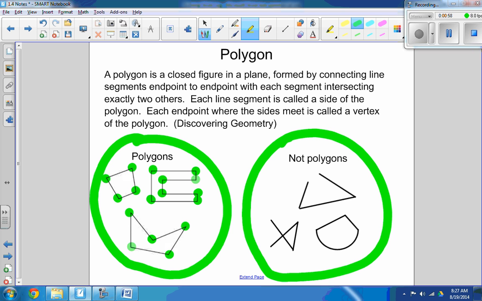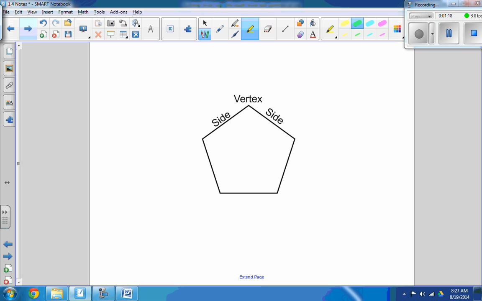Now, not a polygon, you notice, hey, look, it's not even closed. Everything has to end up being closed. Here, these sides intersect in three positions. On this one, you've got a curved side. It's not a line there. So here we've got your vertex, and these are the sides. So vertex, vertex, vertex, vertex, side, side, side, side.